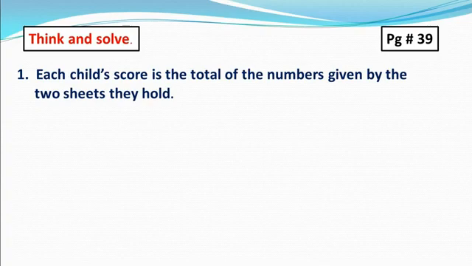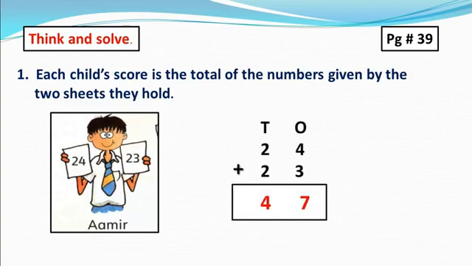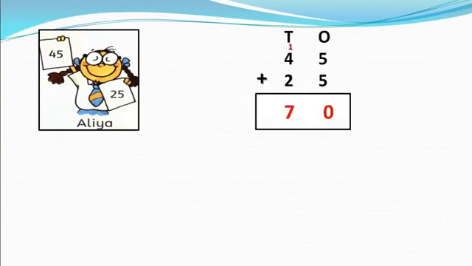This is Amir. He scored 24 and 23. What is the total score of Amir? Amir scored 47. This is Alia. He scored 45 and 25. The total score of Alia is 70.